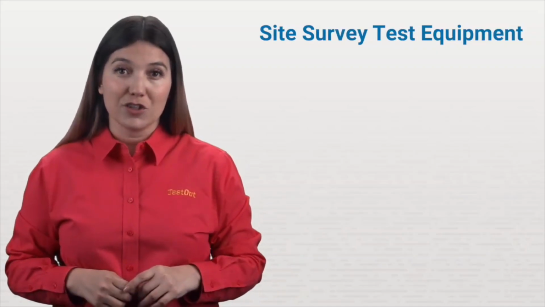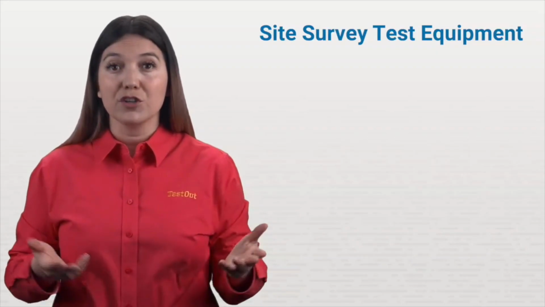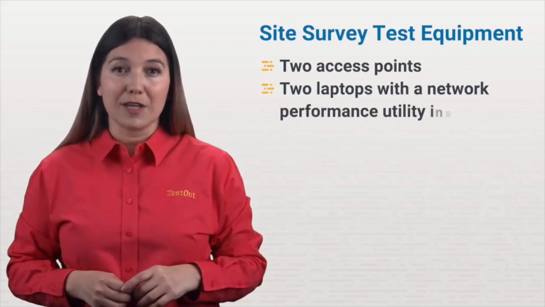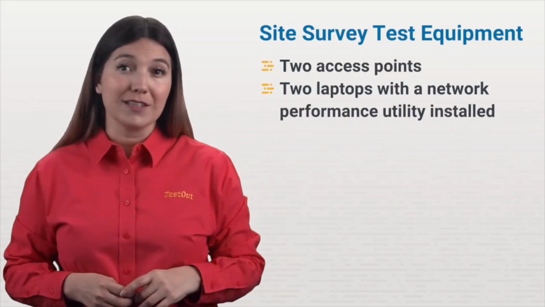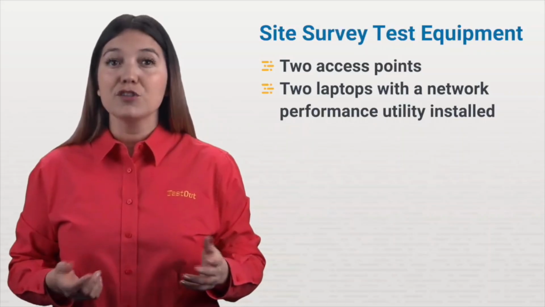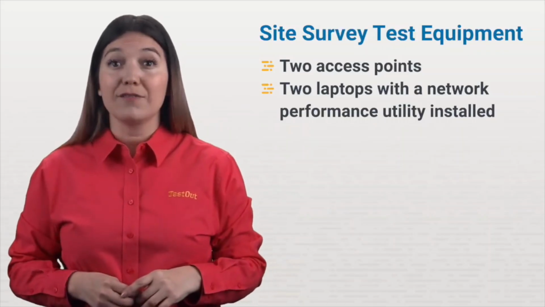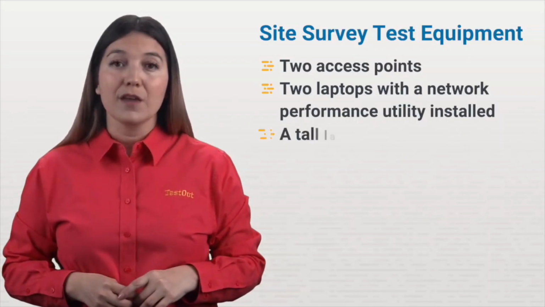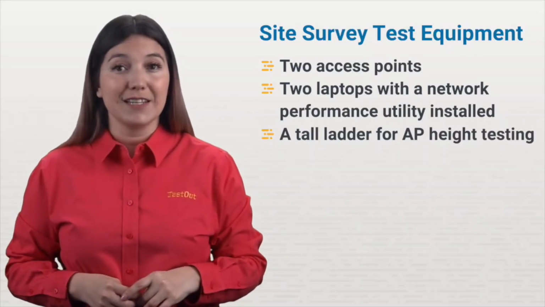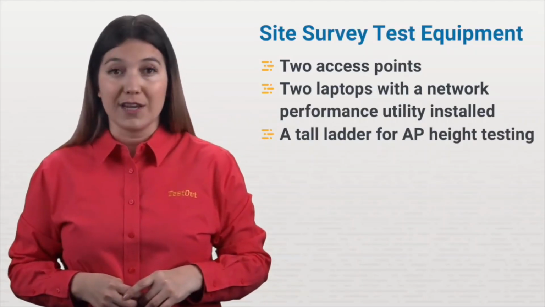Your site survey kit should contain several things. First, you'll need 2 access points and 2 laptops with a network performance measurement utility such as LPerf installed so you can evaluate the network throughput available at each location. You also need a tall ladder so you can test each AP at height or close to height.